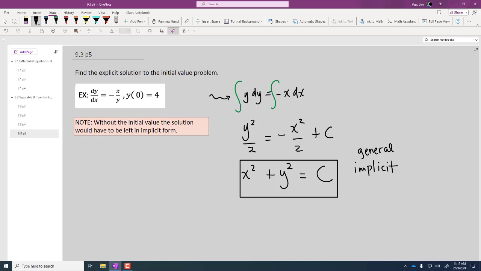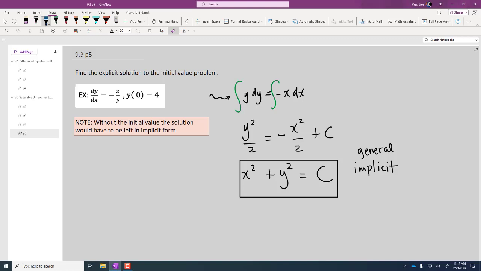And what is that curve? A circle. Circle, right? Circle of radius root c, right? The square root of c would be the radius. Now, they give us this initial value. This says that (0, 4). Moreover, these circles are centered where? (0, 0). At the origin, right? (0, 0). That's the center of all these circles. And they tell us that (0, 4) is on the curve that we want.